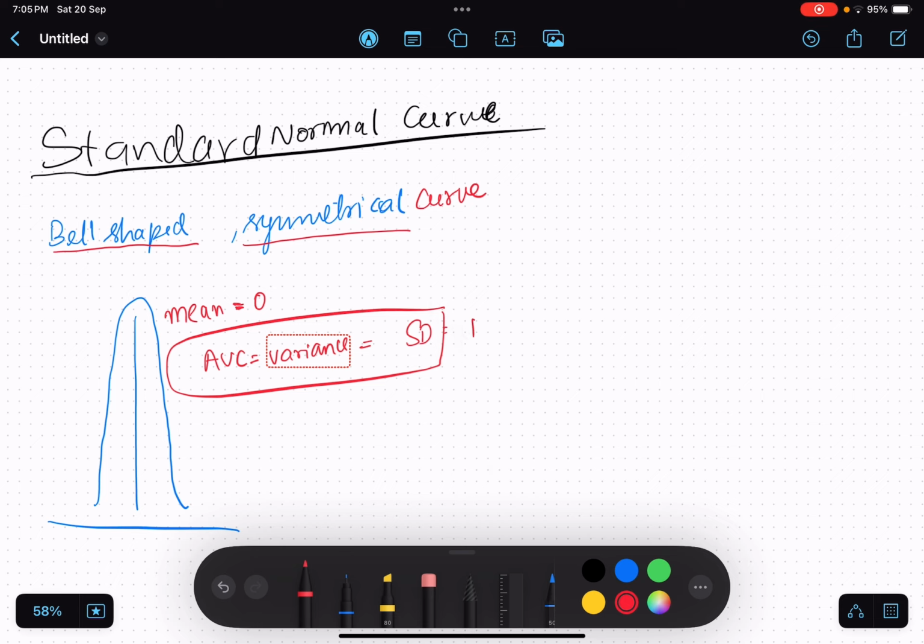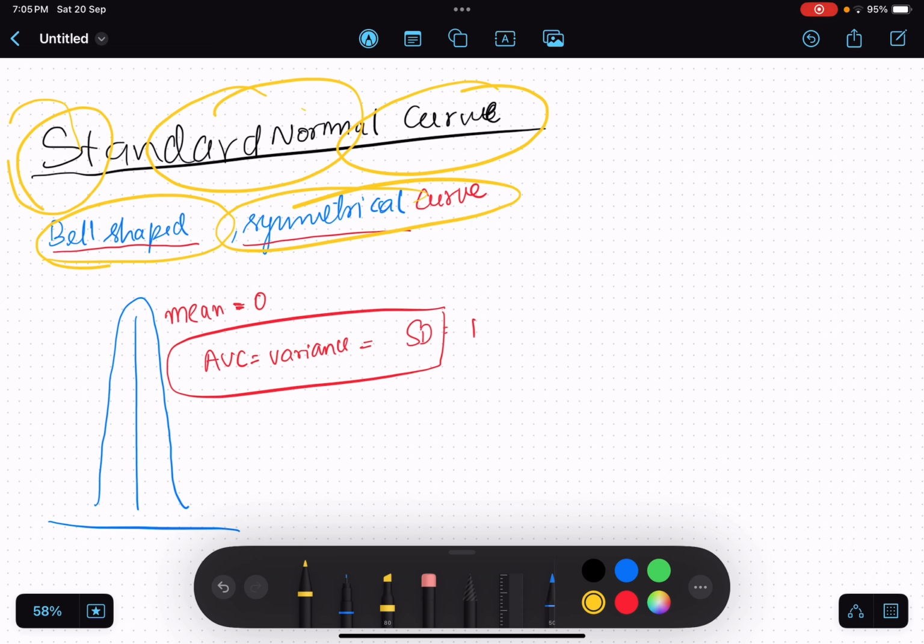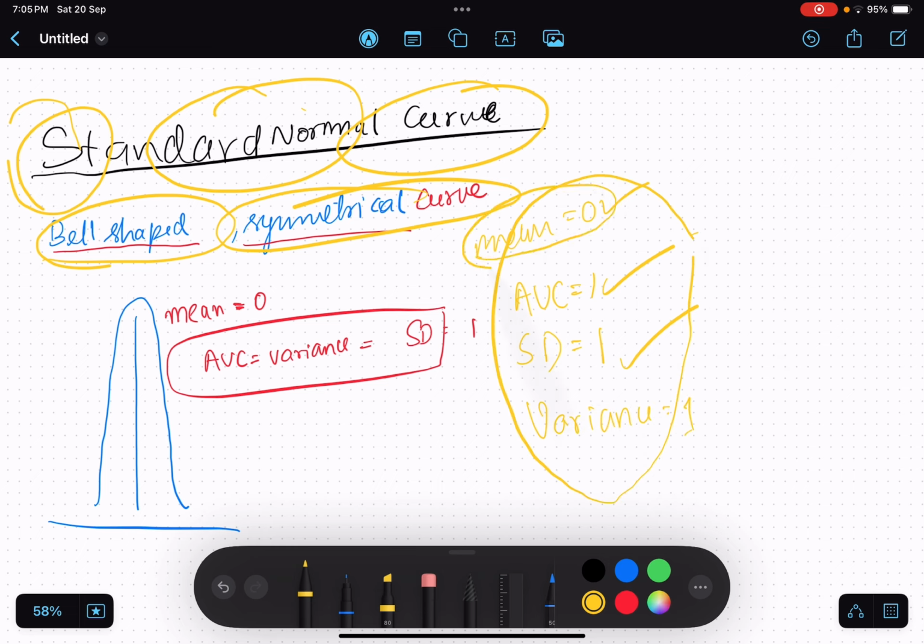Mean is 0. So the question that might appear is, in a standard normal curve which is bell shaped and symmetrical, which of the following is true? They'll give mean is equal to 0. Is it true? Yes. Area under curve is equal to 1. Yes. Standard deviation equal to 1. Yes. Variance is equal to 1. Yes. So all of the statements are true. Just remember, mean is 0, area under the curve, standard deviation, variance equal to 1.